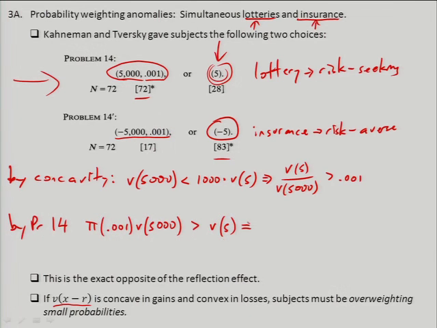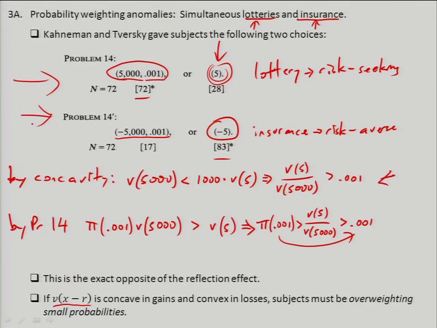And that implies that pi of 0.001 is greater than v of 5 over v of 5,000. We just proved by concavity that that's greater than 0.001. So what we get here is that the weight people are placing on a probability of 0.001 is greater than 0.001. And you can do exactly the same math for problem 14 prime, and you'll get exactly the same result if you assume, as we've already demonstrated, that the value function is convex in losses. And you might want to do that math because the more math you do, the better you feel. So this is some evidence to suggest that people overweight small probabilities. Any questions about how we got that result? Okay.